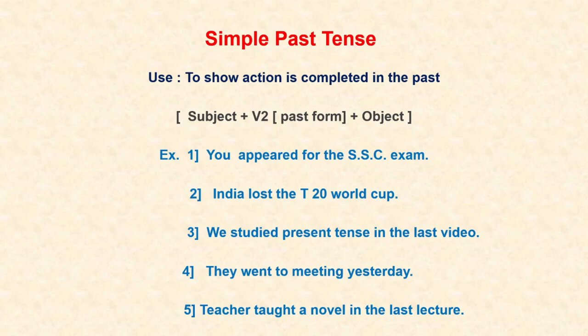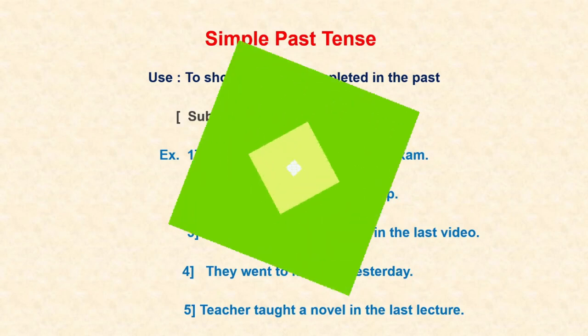If you look at these sentences, you can realize all five sentences follow this formula: subject, V2 and object. You appeared, India lost, we studied, they went, and the teacher taught. So don't forget to use this formula while changing sentences into simple past.